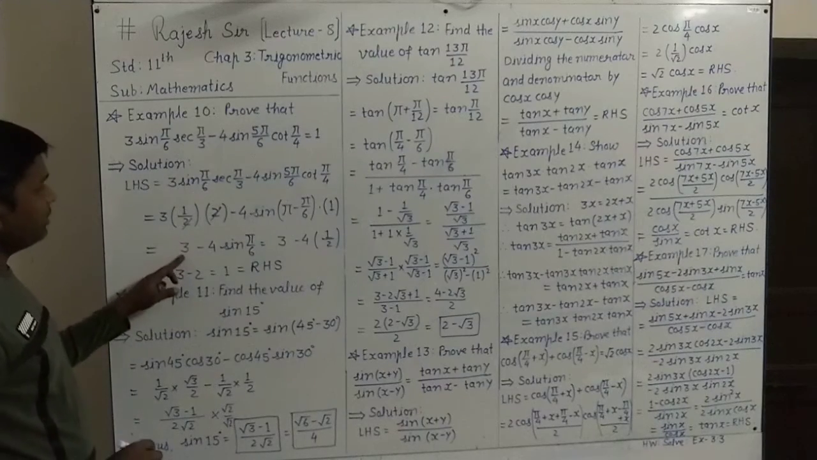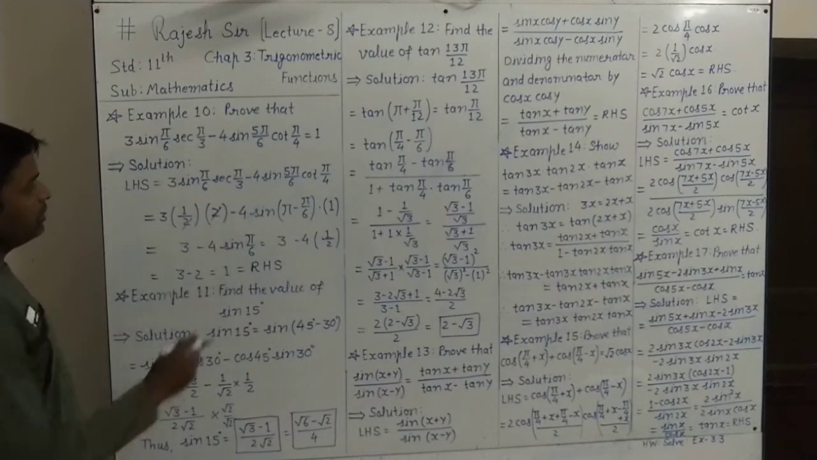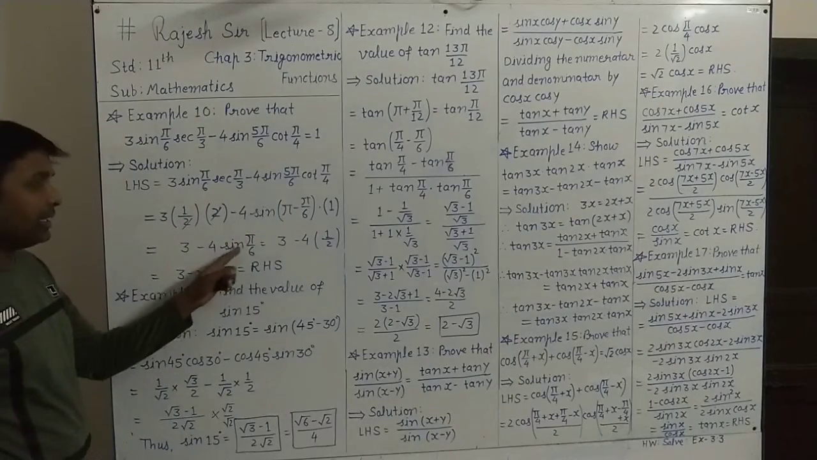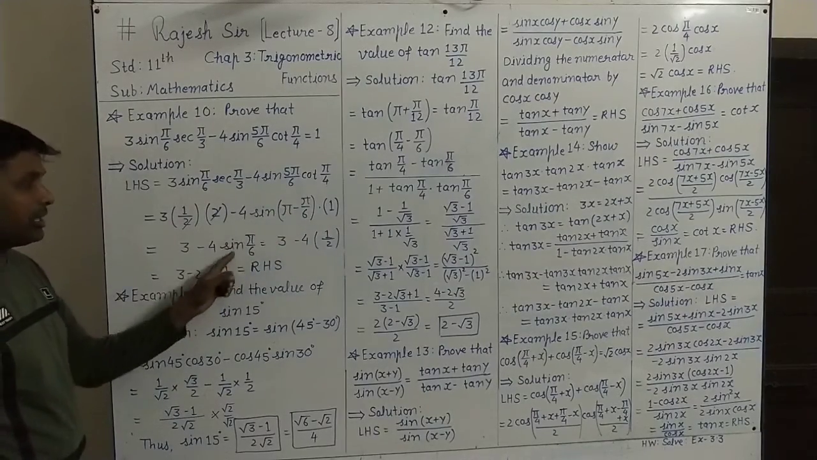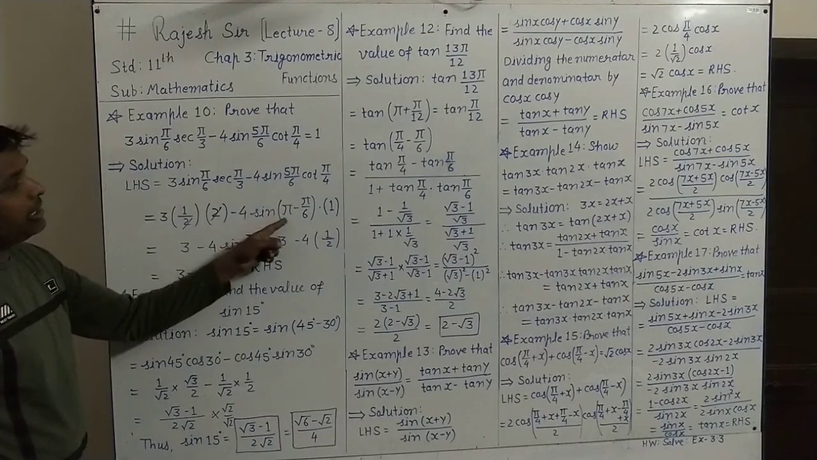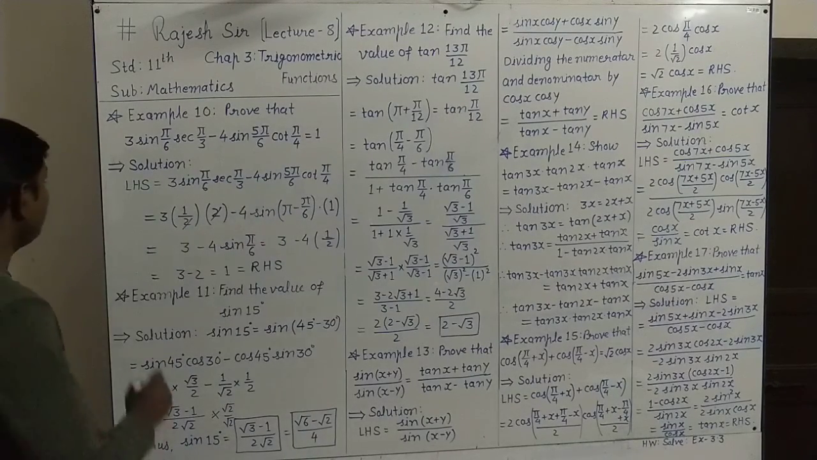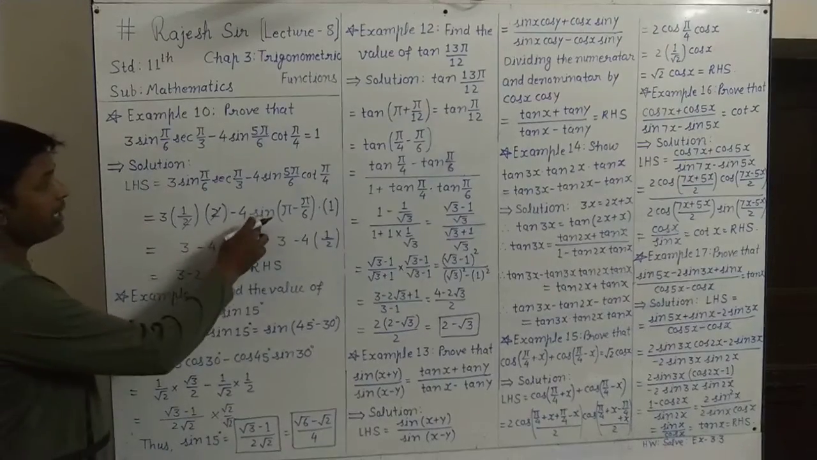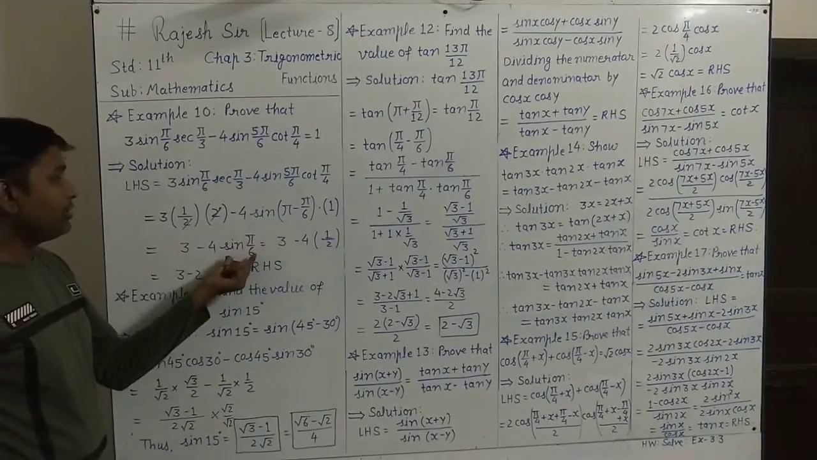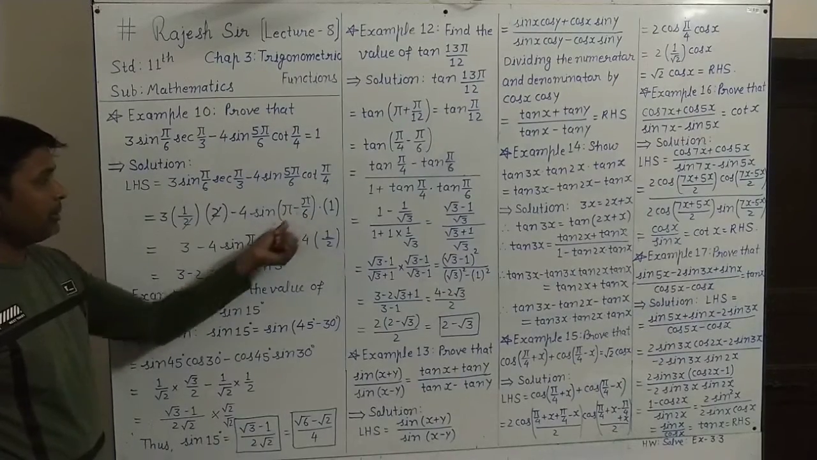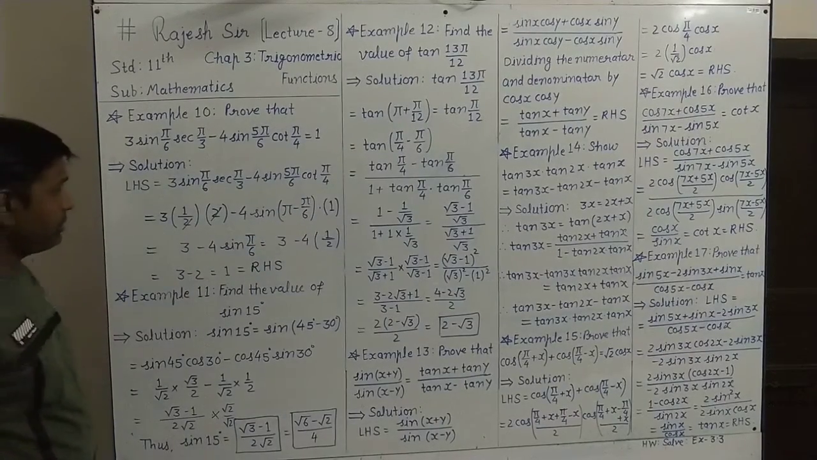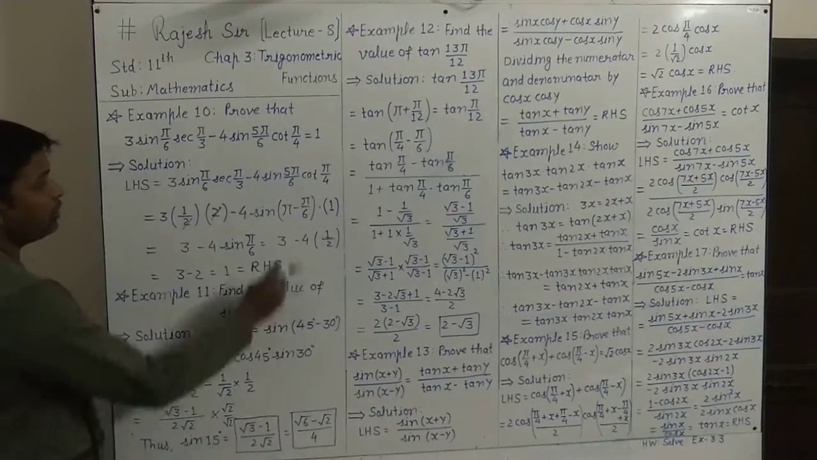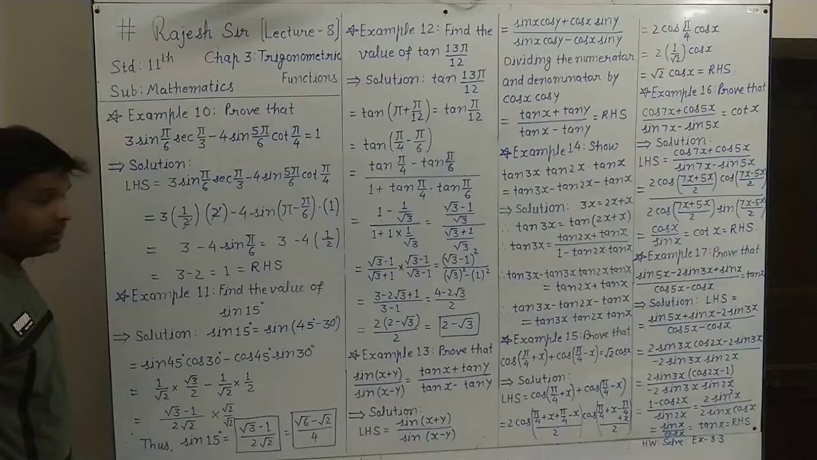3 into 1 is 3, minus 4 sin of pi minus pi by 6. Sin of pi minus theta is sin theta only. So sin of pi minus pi by 6 is sin pi by 6. As it is in the second quadrant, you know that in the second quadrant sin is plus, so the sign will not change. Sin of pi minus pi by 6 is sin pi by 6. And into 1 we have not written because into 1 is the same, sin pi by 6 only.